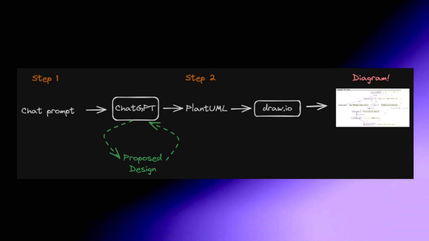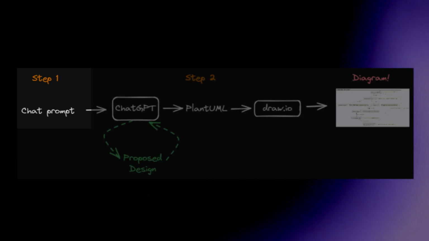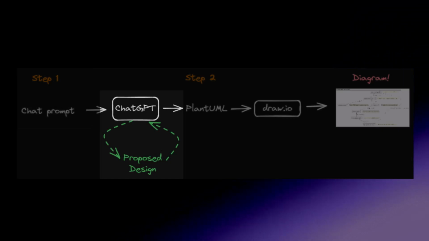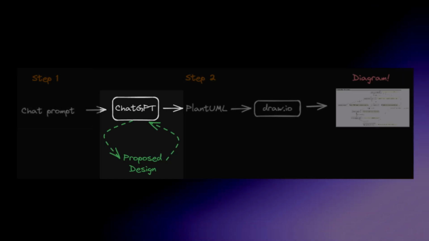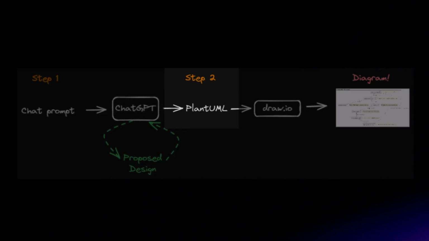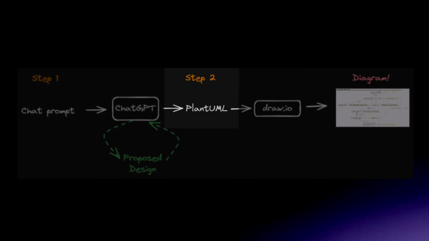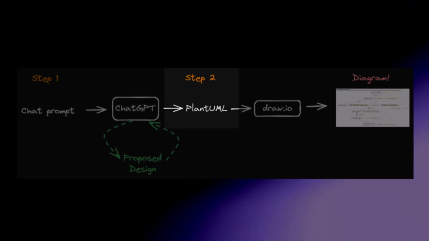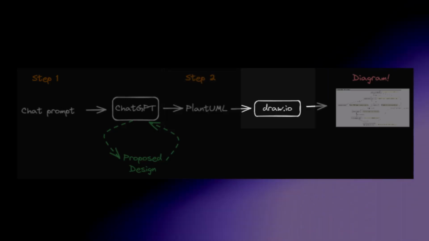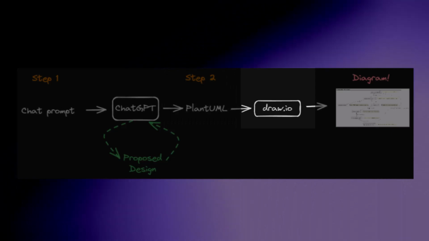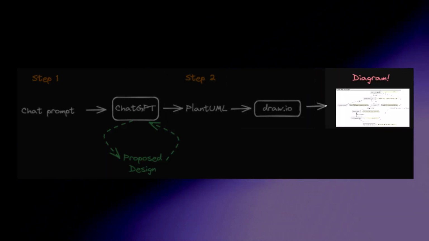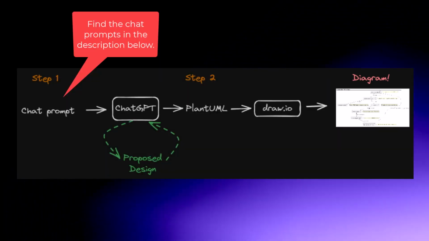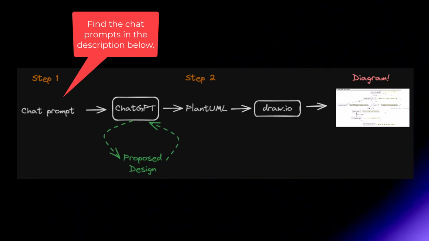Here's the simple process we're going to follow. We'll provide a chat prompt to ChatGPT that describes a software system we want to design. ChatGPT will propose a high-level design for our system. It'll then use that design to generate PlantUML. PlantUML is a text language supported by many tools to generate diagrams. We'll copy the PlantUML that ChatGPT generates into the online Draw.io diagramming tool, and Draw.io will generate a diagram from the PlantUML. We'll repeat this process for each diagram we create. And also, I'll share all the prompts we'll be using in the description below.